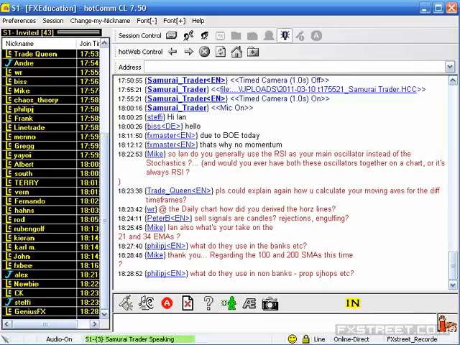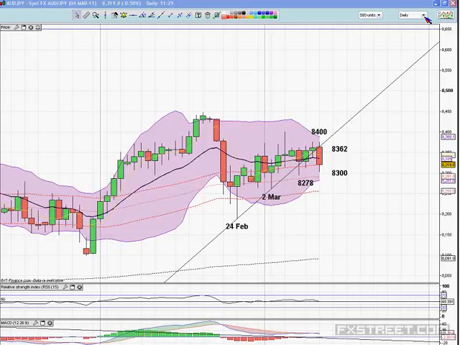Prop shops use all sorts. Prop shops use automated trading systems. A lot of guys use charts. A lot of guys use point and figure for congestion zones and stuff like that. Some guys will just purely look at price action. You know, everybody has their own thing. All you've got to find is something that gives you more winners than losers.